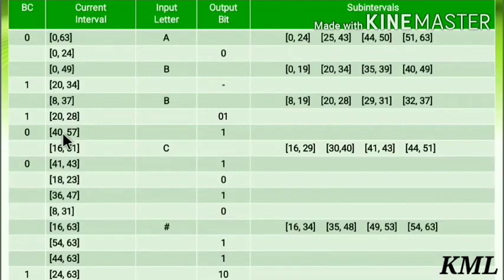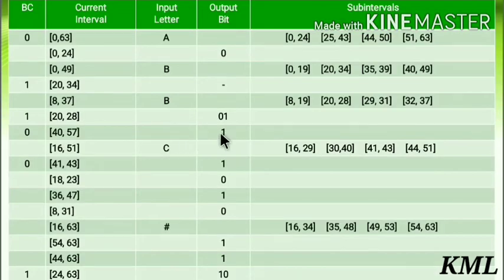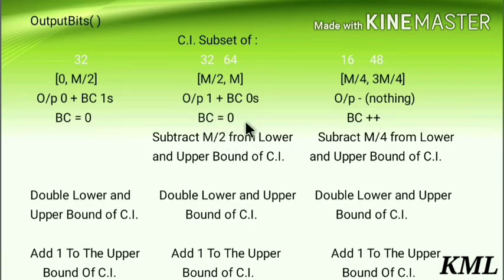40, 57. It falls between these two numbers. So now what you do is output 1 plus bit count zeros. So output a 1, what is the bit count? 0. So you don't have to output any zeros. Next, what you do is set bit count to 0, subtract m by 2, that is 32, subtract 32, double, and then add 1 to the upper bound.